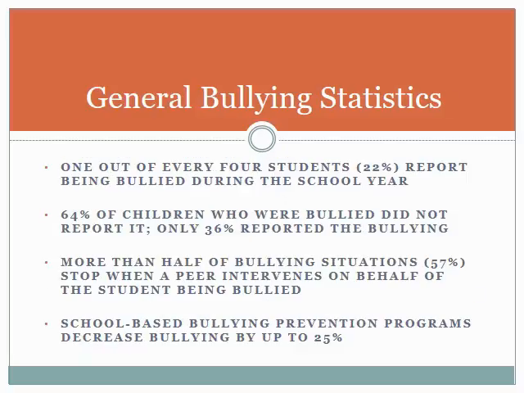In terms of general bullying statistics, 1 out of every 4 students report being bullied throughout the school year. 64% of children who were bullied did not report it. Only 36% did. More than half of bullying situations stop when a peer intervenes on behalf of the student being bullied. And school-based bullying prevention programs decrease bullying by up to 25%.